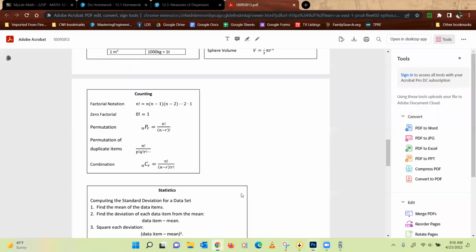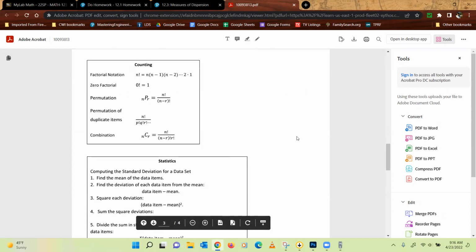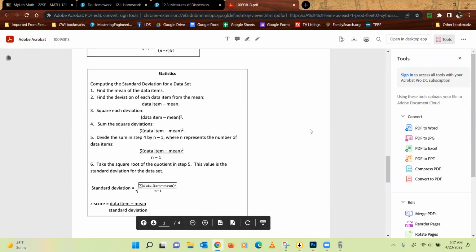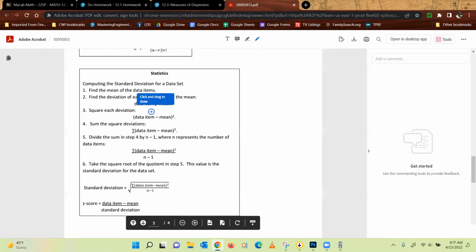I did want to show in your formula sheet, we have a sheet that shows some of the calculations that we did a week or so ago with factorials, permutations, combinations, and so on. And below that, we have a box that's called statistics. And specifically, this shows us the 6 steps needed to calculate standard deviation. First, we'll need to find the mean of the data items. Then we'll find the deviation of each data item from the mean, meaning we just subtract the mean from each data item. Notice they have put the calculation there for us, and that's the calculation we'll be doing.